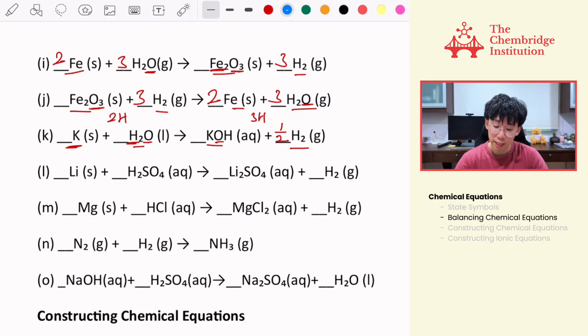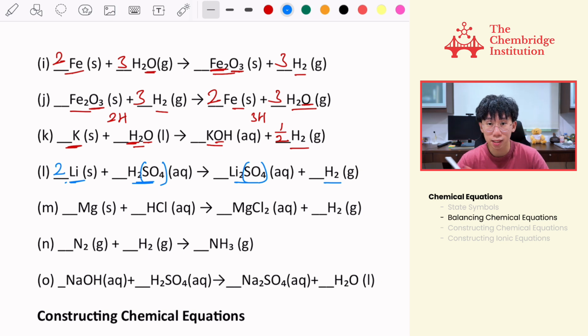Next part, we have lithium plus sulfuric acid to give lithium sulfate and H2 gas. So you want to balance the number of lithium first. You can put 2 over here to make 2 lithiums on the left and right. And then we can look at this complex SO4. This is also balanced already. You can see there's one SO4 2 minus ion on both sides.